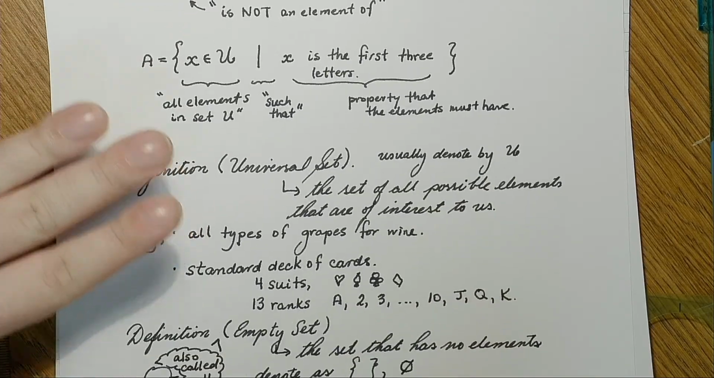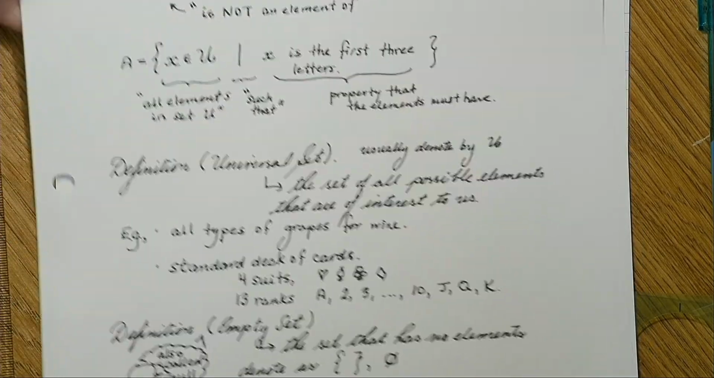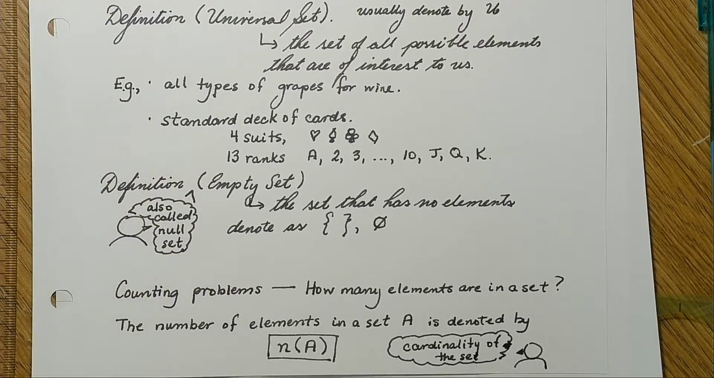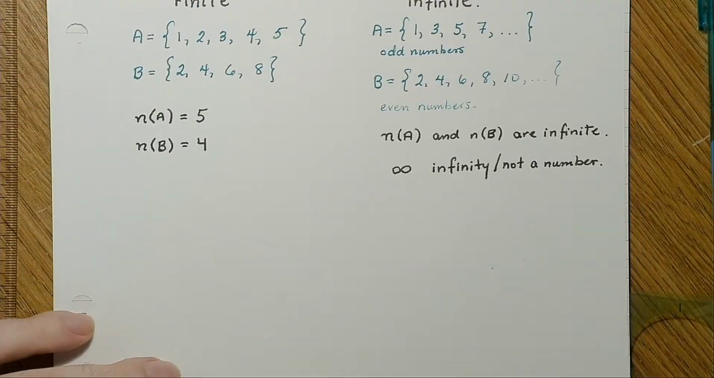We have the universal set, we have the empty set, and then we want to know how many elements are in that set, which leads us to counting problems.